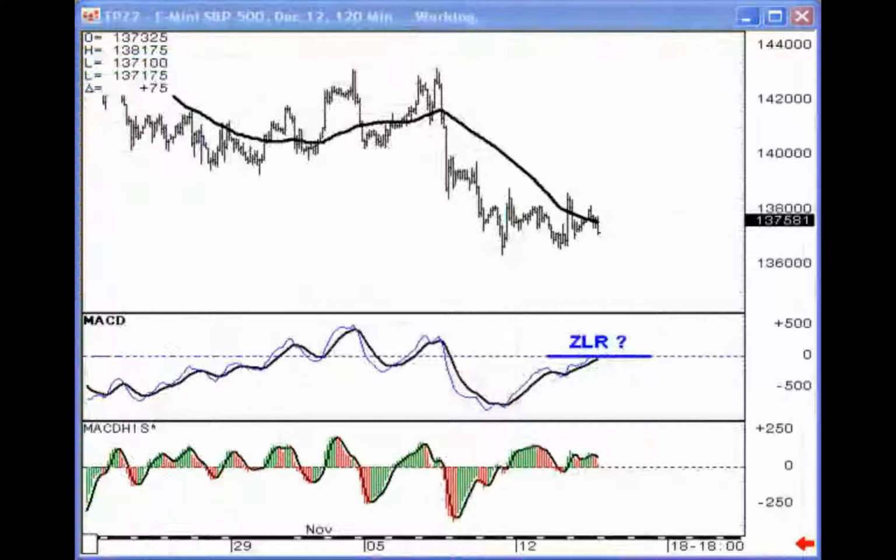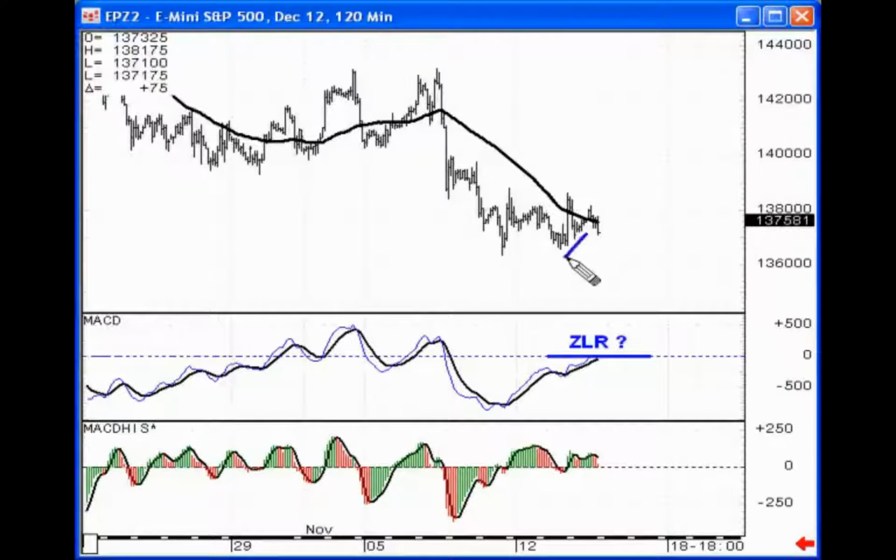And the final example of a zero line reversal is on an intraday basis. This is a 120-minute price chart of the E-mini S&P. Again, I like to combine technical studies with the wave principle. For example, in this instance here, we can make the case that we're working a very small contracting triangle in the E-mini S&P, and then combine that with what appears to be a zero line reversal.